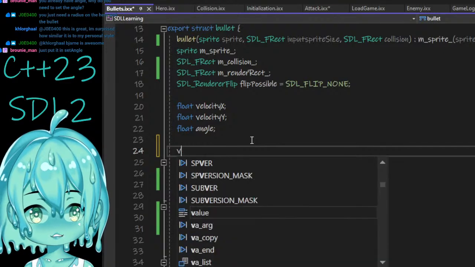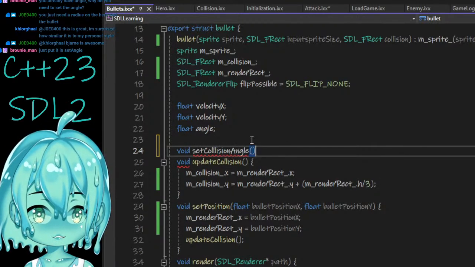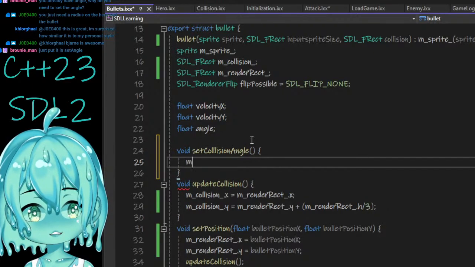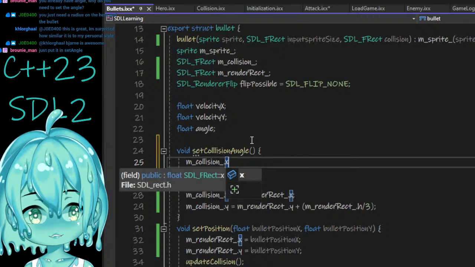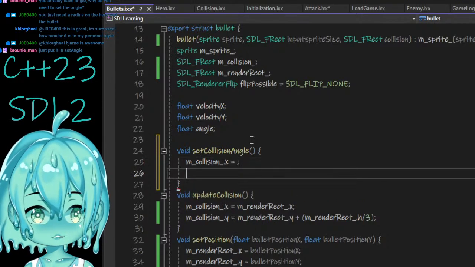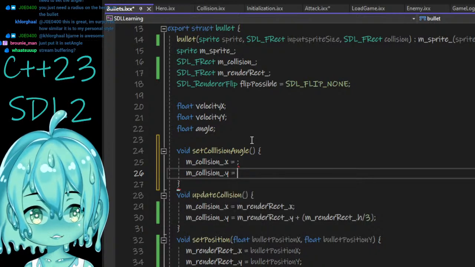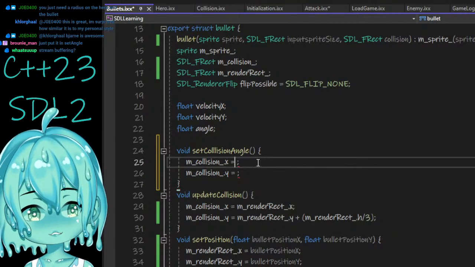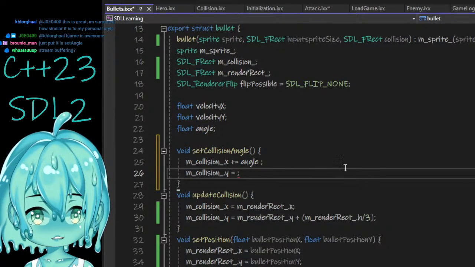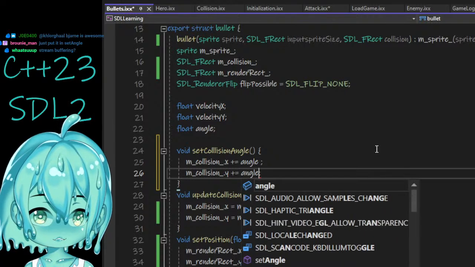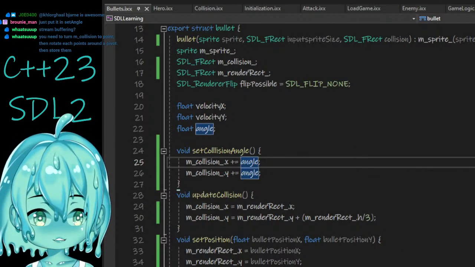So now we have void set collision angle, where we set m_collision.x equal to something, m_collision.y equal to something. I just don't know if that's just plus equals angle. No, that's not right, because we've already messed with that. Yeah, this will do some weird stuff. In fact, it doesn't even run.